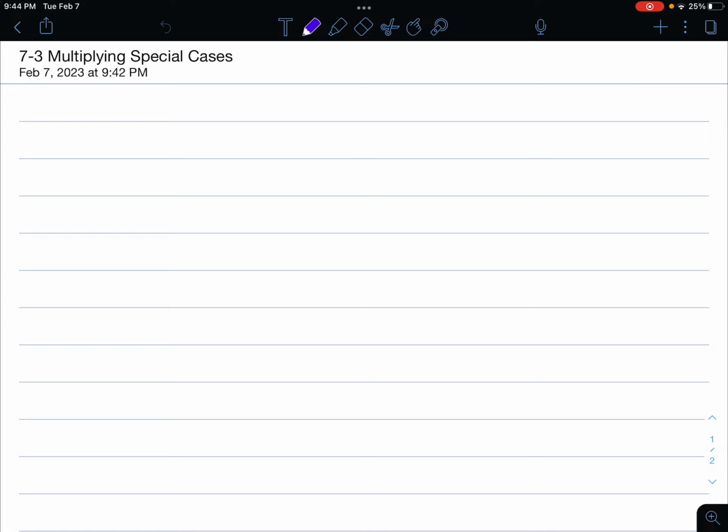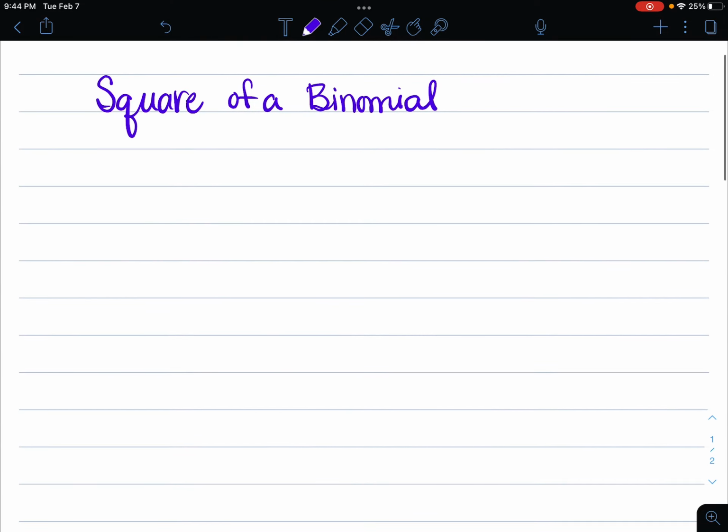So the first one is called the square of a binomial. Okay, so that's what it's called because here's what happens. And I'm actually going to do a couple of these to show you what happens. I'm going to start with a pretty easy one. I'm going to do x plus 4 to the second power.